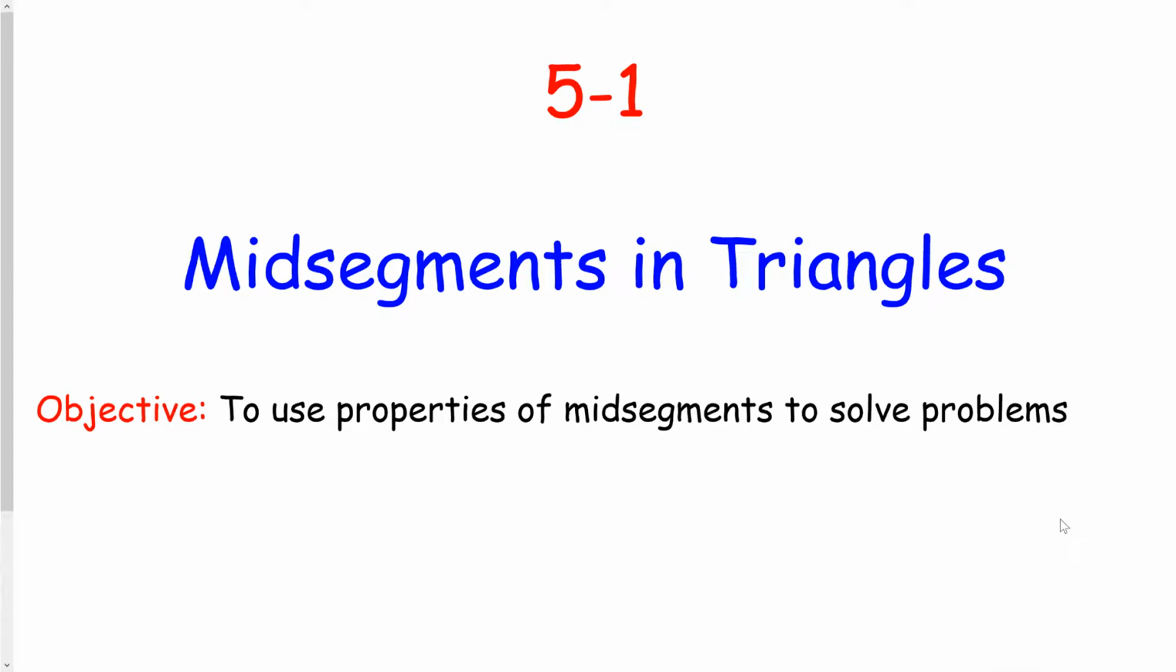Chapter 5 starts with midsegments and triangles. In Chapter 5, we'll actually continue working with triangles, and instead of proving they're congruent as often as we have in Chapter 4, we're going to start looking at some different properties and postulates and theorems about some of the characteristics of triangles that we can use as we continue to work with them.